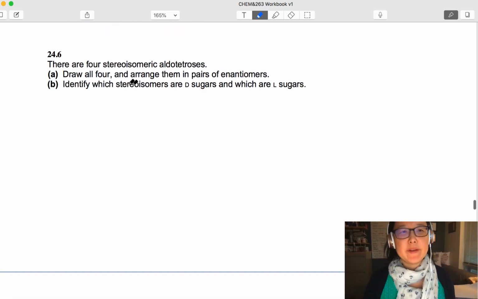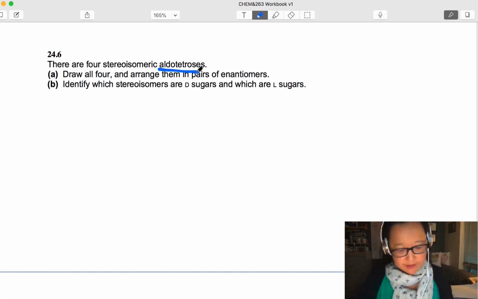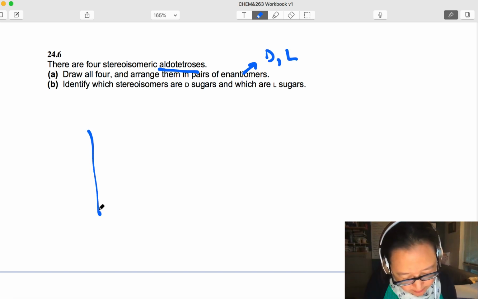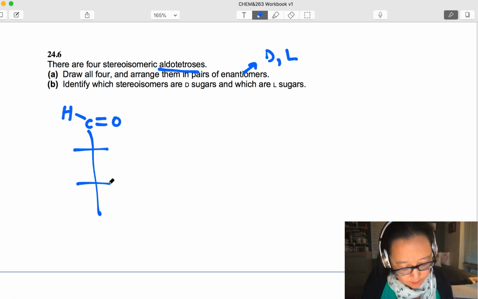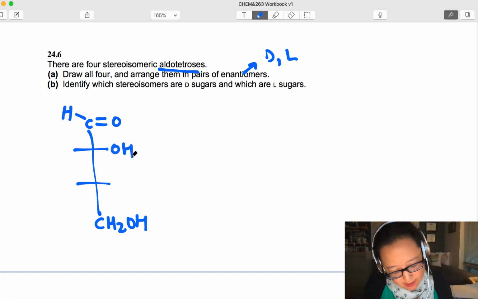So for this problem, there are 4 stereoisomeric aldotetroses. So let's draw all 4 possibilities, and we'll arrange them in pairs of enantiomers. So we'll have a D and we'll have an L. So first, for an aldotetrose, I need an aldehyde on the end. So I have C double bond O, H. And a tetrose means I have 4 carbons. So 1, 2, 3, 4. And the last unit is a CH2OH. So I'm not told to draw any specific one, so I'm just going to draw OH groups anywhere.